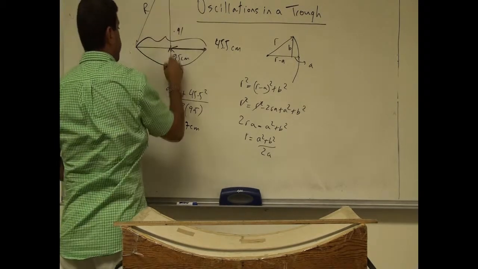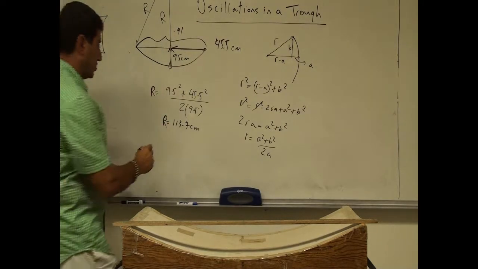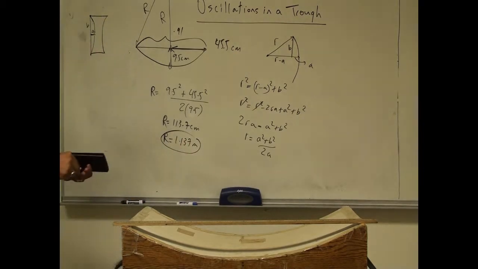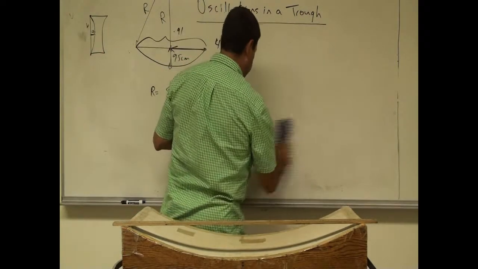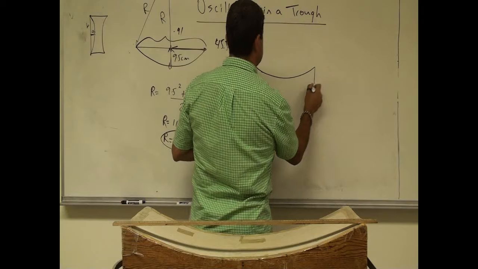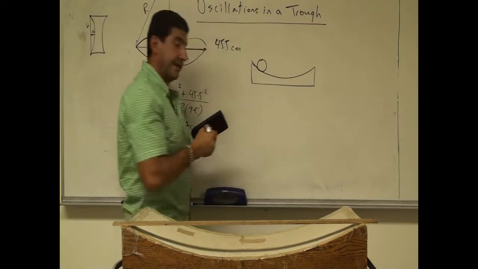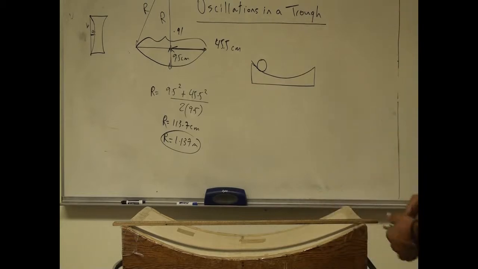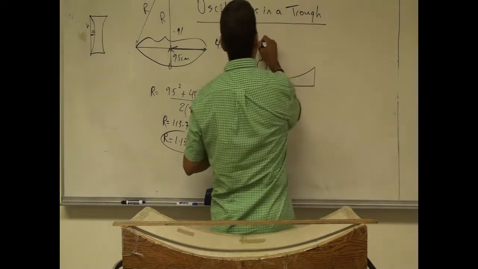This big R, that's the radius of the trough. Let's just label this big R. 113.7 centimeters. Now change that to meters, and it's 1.137 meters. Okay? So now I'm going to put an object there. It's going to have its own radius. So let's first put a solid sphere, and then have it roll back and forth and time the period of that. The diameter is 3.8 centimeters.